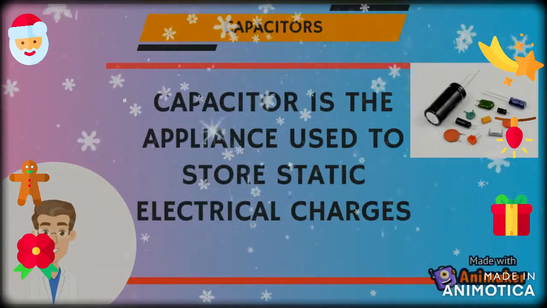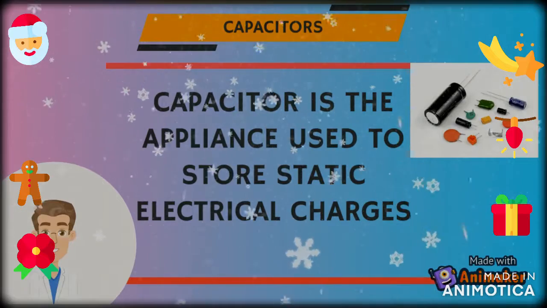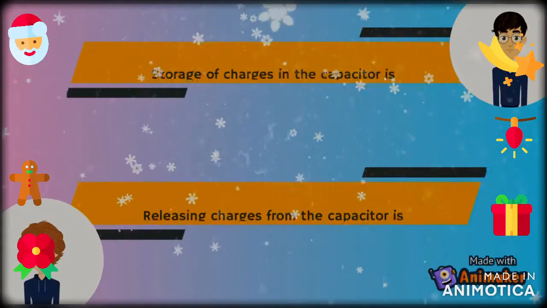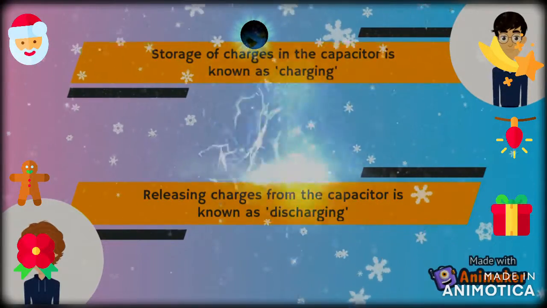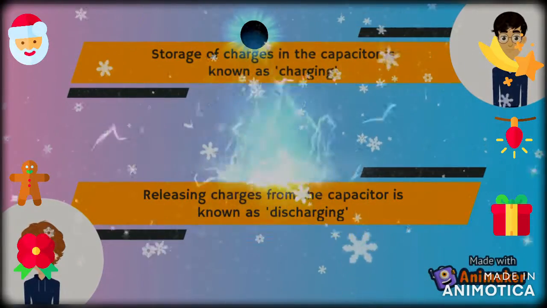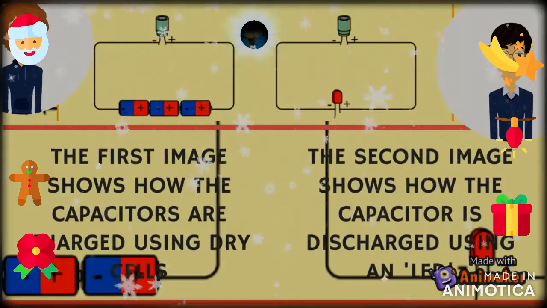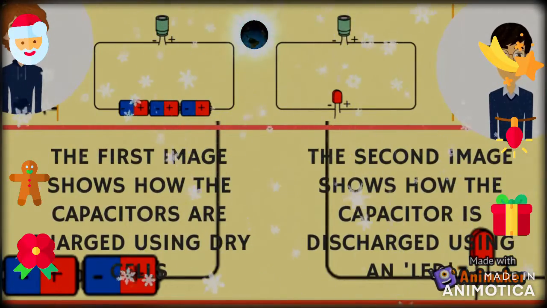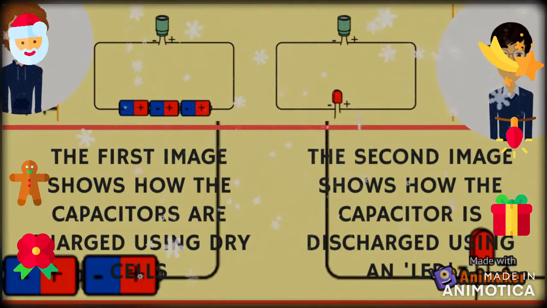Capacitors. A capacitor is the appliance used to store static electrical charges. Storage of charges in the capacitor is known as charging. Releasing charges from the capacitor is known as discharging. The first image shows how the capacitor is charged using dry cells. The second image shows how the capacitor is discharged using the LED light.